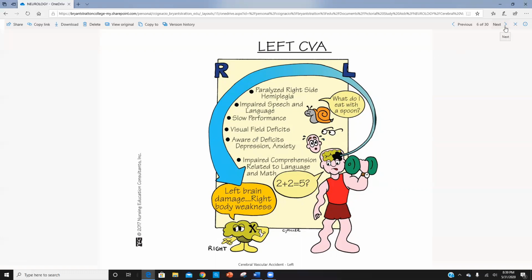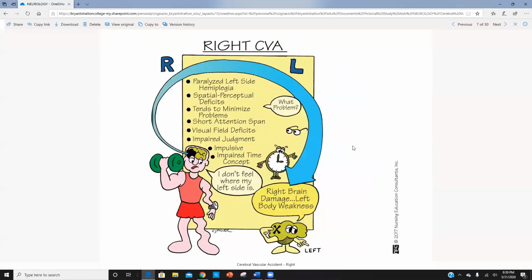I'm going to go to the next slide so you'll be able to look at the effects of a right-sided CVA as I discuss the nursing interventions for your CVA patient. You want to maintain their airway, monitor neurological function and vital signs, establish baseline level of function on the Glasgow Coma Scale, maintain fluid and electrolyte balance, monitor for aspiration due to risk of dysphagia, difficulty swallowing, feed the patient slowly, placing the food in the back of the mouth and then to the unaffected side.